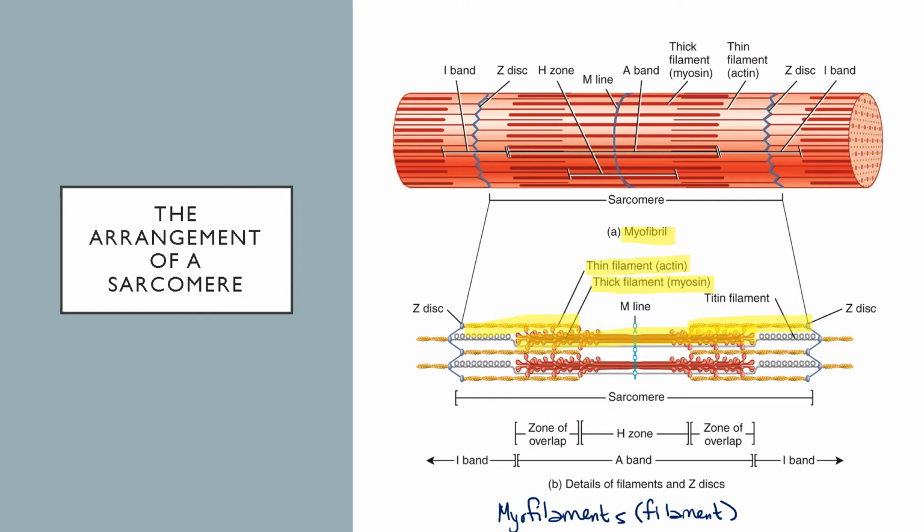Now the filaments inside a myofibril do not extend the entire length of the muscle. Instead, they're going to be arranged in compartments, which are called sarcomeres. And sarcomeres are going to be the basic functional units of a myofibril. Sarcomeres extend from one Z disc to the next, and then this is where a new sarcomere will begin.